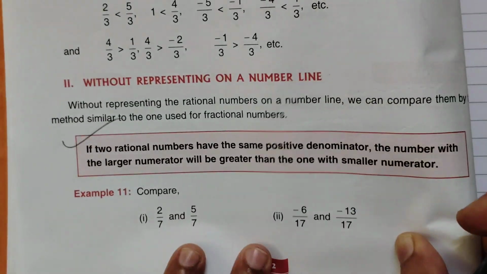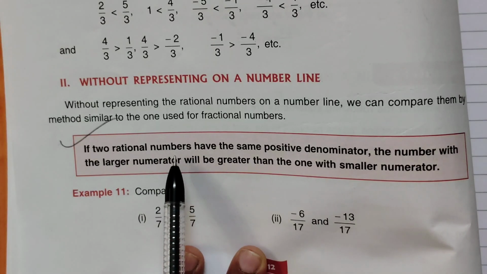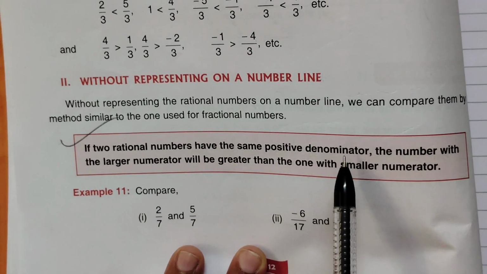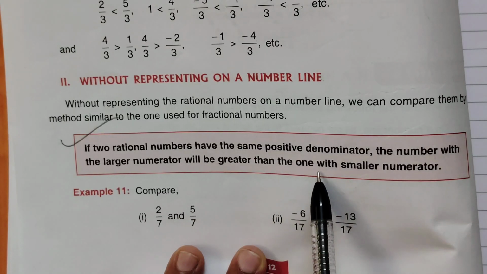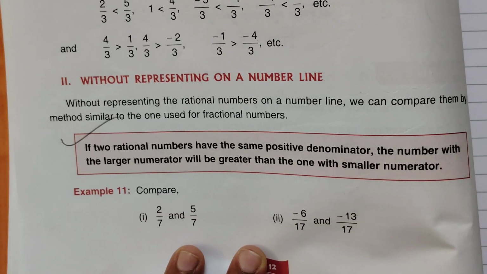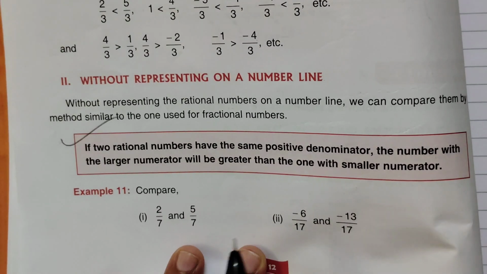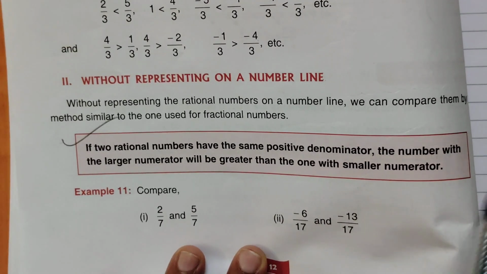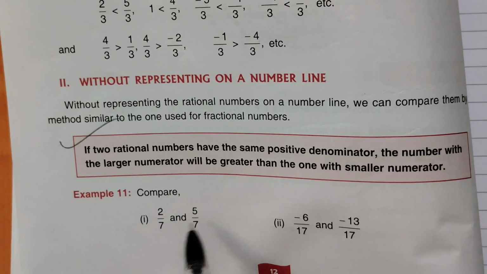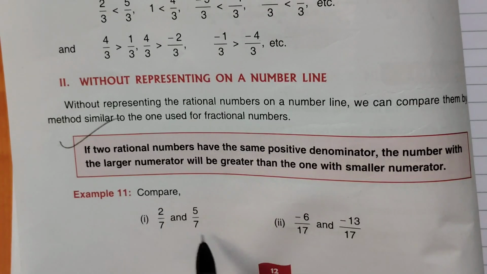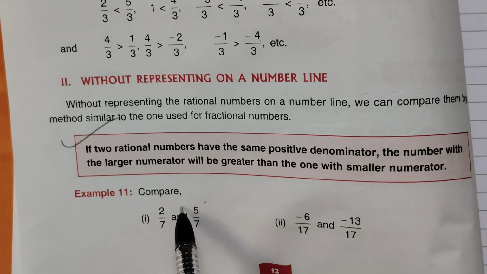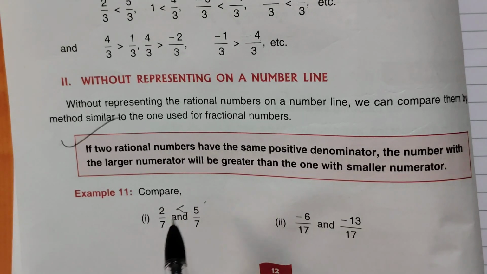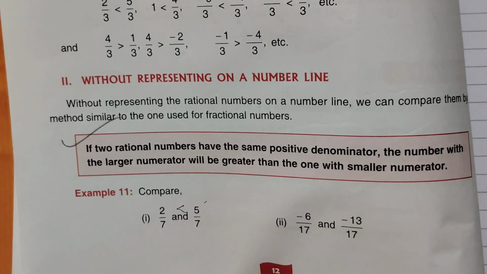Here they have mentioned, if two rational numbers have the same positive denominator, the number with the larger numerator will be greater than the one with the smaller numerator. We have to find out which rational number is greater and which one is smaller. So according to this, when the denominators are the same, here you can see 7, both denominators are the same, so we will compare the numerators. Which one is bigger? 5 is bigger. So 2 upon 7 is less than 5 upon 7.